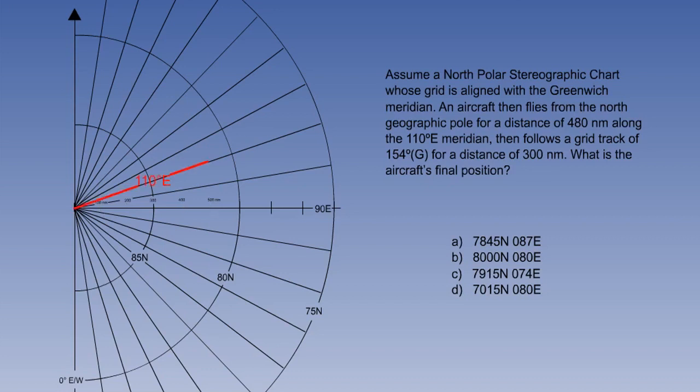Using the scale given on the chart, first draw a line 480 nautical miles long out from the North Pole along the 110 east meridian. Using a protractor against grid north, plot in a track of 154 for a distance of 300 nautical miles. Then, by inspection of the four answers, only one could possibly be correct. All that the examiner is trying to establish is that you realize that grid north is the same direction all over the chart.